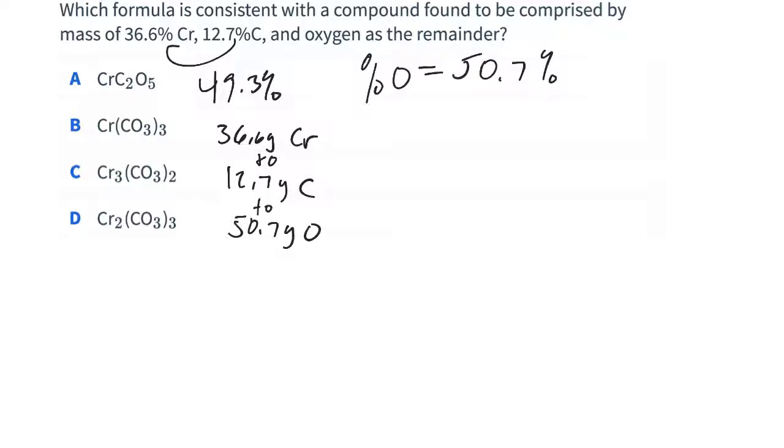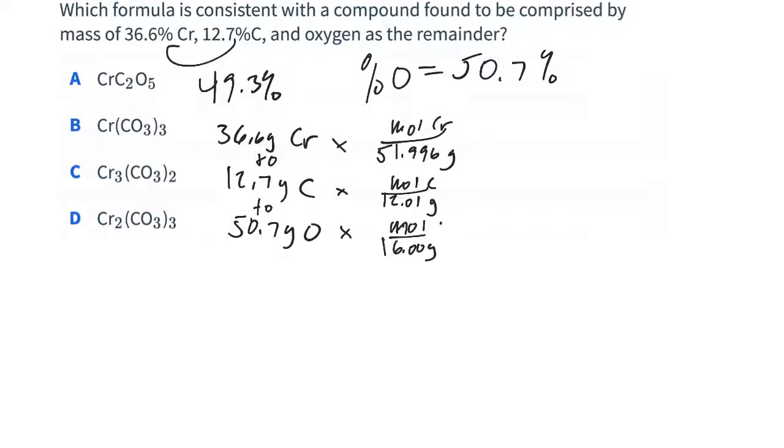And if we want a ratio of either the moles of the atoms in the compound or the atoms in the sample, what might we do? What conversion might we use to convert these quantities? Probably want to use their molar masses or their atomic weights. Molar mass would be more appropriate with the grams per mole. So what's the molar mass of chromium? Let's go to the periodic table. Chromium is 51.996 grams per mole of chromium. Carbon, we've done that one a few times, 12.01 grams per mole of carbon. And then oxygen, 16.00 grams per mole of oxygen.